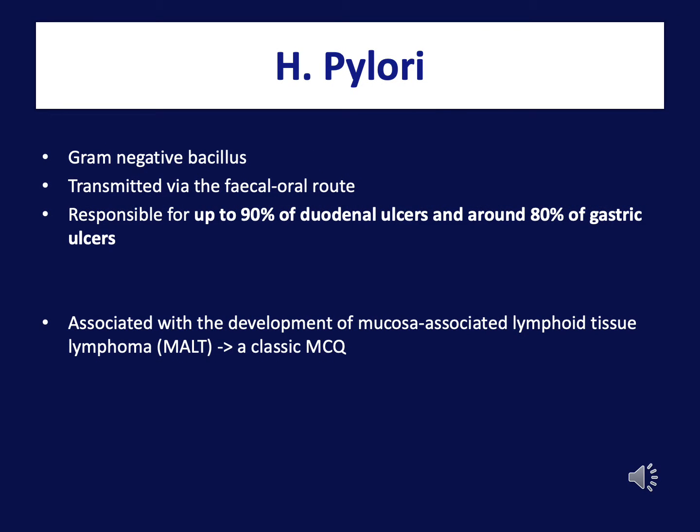So H. pylori, Helicobacter pylori, is a gram-negative bacillus. It's transmitted via the fecal-oral route and is responsible for up to 90% of duodenal ulcers and around 70 to 80% of gastric ulcers. An important point for MCQs is that it's associated with the development of mucosa-associated lymphoid tissue lymphoma. You don't really need to know much more about that, except it's associated with chronic H. pylori infection.